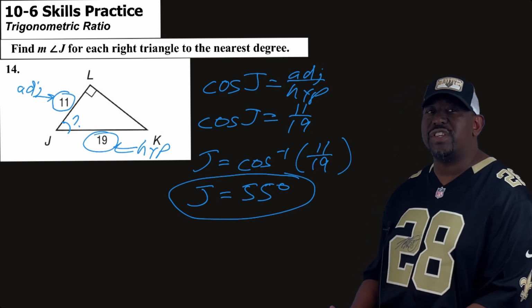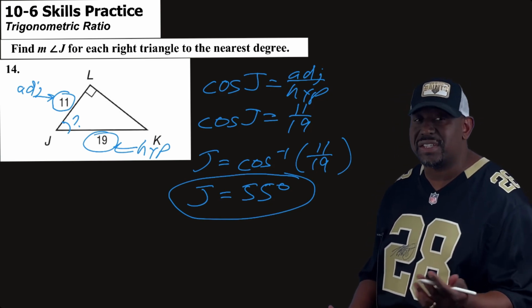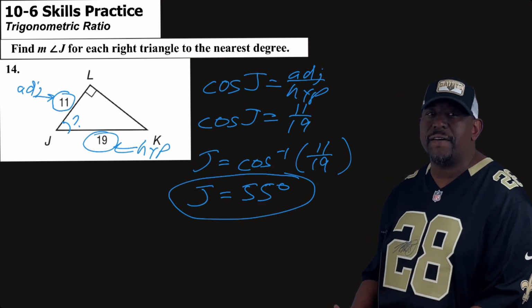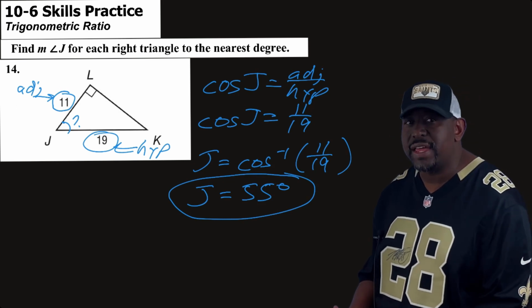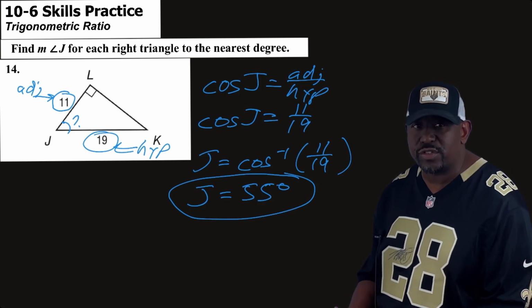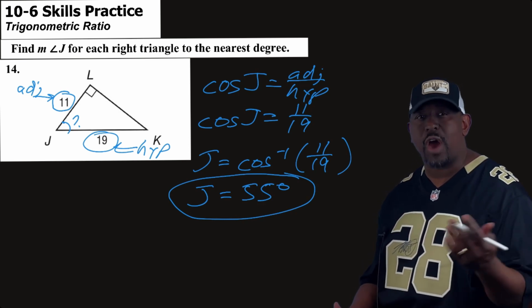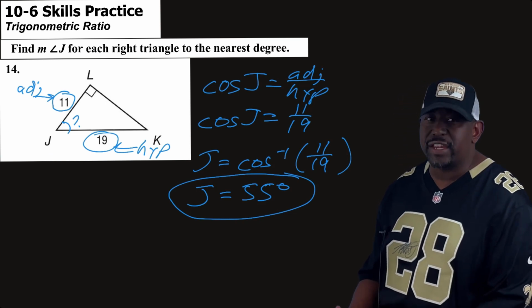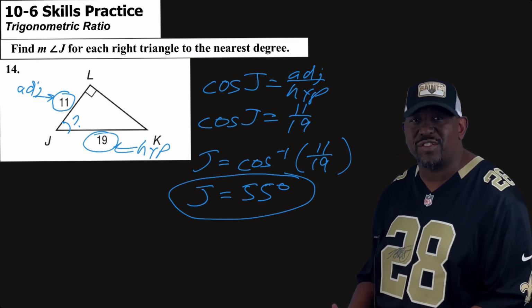So again, we have done a problem where we have to find the missing sides with a trigonometric ratio. Now we've done an example where we're finding missing angles using trigonometric ratios. So we've done a variety of different problems. Again, we're done with this particular math adventure.